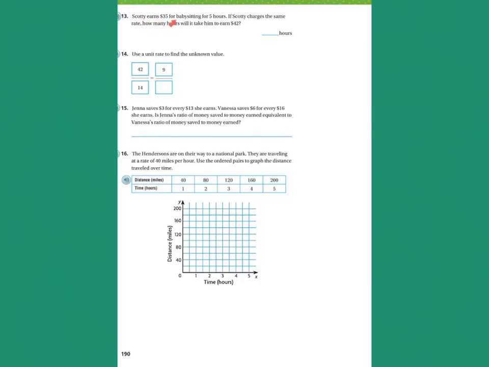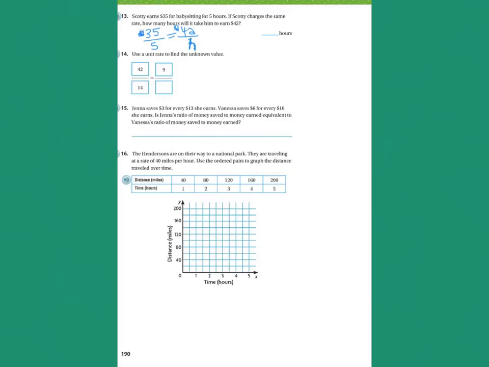So Scotty earns $35 for babysitting for 5 hours. If Scotty charges the same rate, how many hours will it take for him to earn $42? So again, I'm going to set up my equation. I've got 35 for 5 hours. And I want to know how much time it's going to take to get to $42. So I need to make my equivalent fraction. But I don't know how many hours that's going to take. So I'll put an H to represent hours.